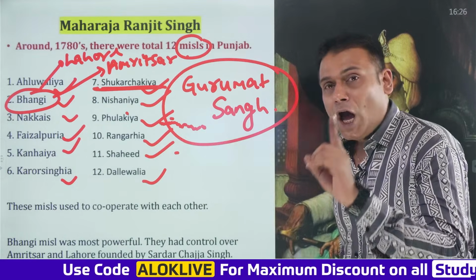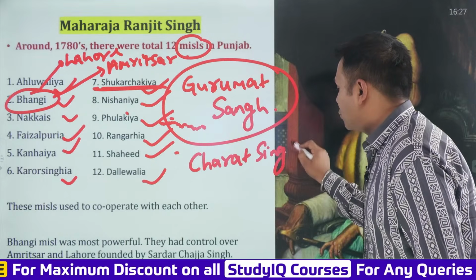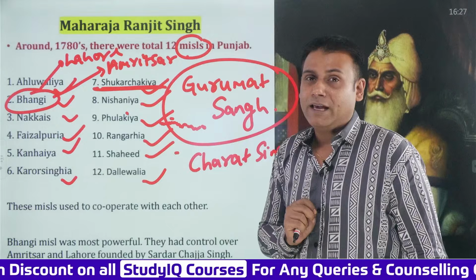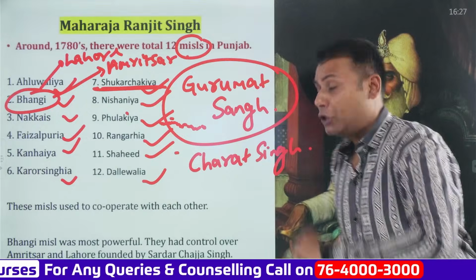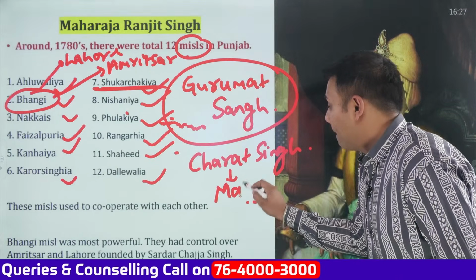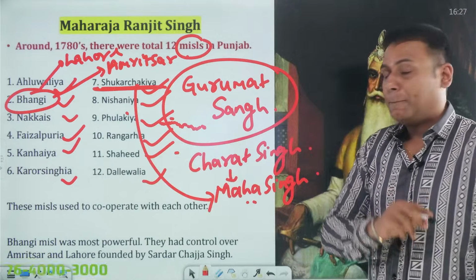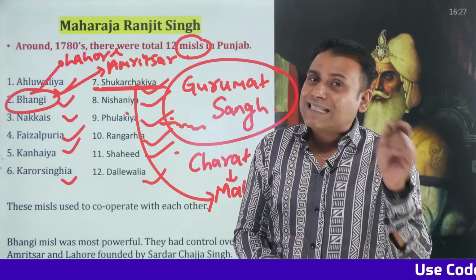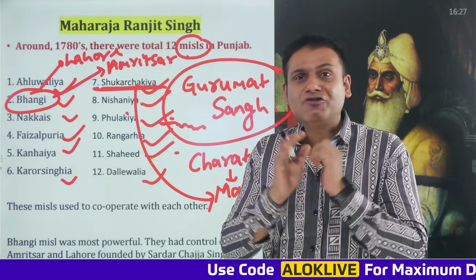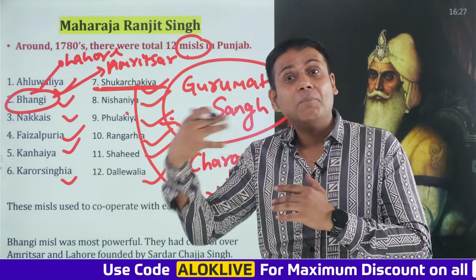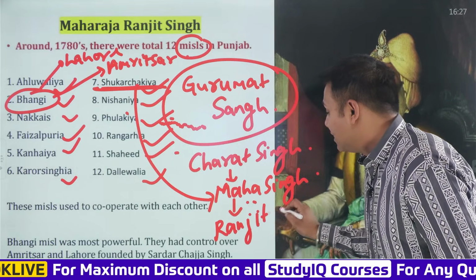Now Charat Singh was the founder of Shukar Chakia misl. And the most powerful leader of the Shukar Chakia misl in the coming years would be Maha Singh. He became one of the most powerful leaders of Shukar Chakia misl. Now in 1792, Maha Singh ji passed away. And when Maha Singh ji passed away, the next leader of the misl was Ranjit Singh ji, or we can say Maharaja Ranjit Singh ji.